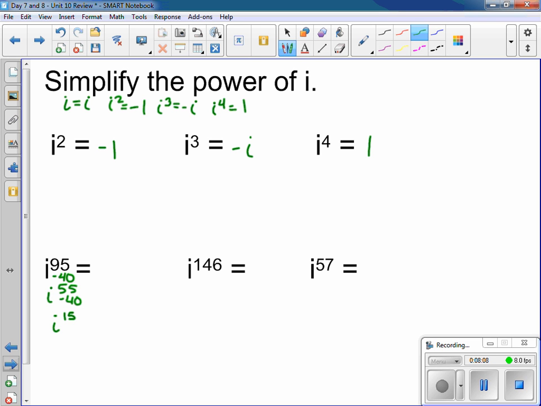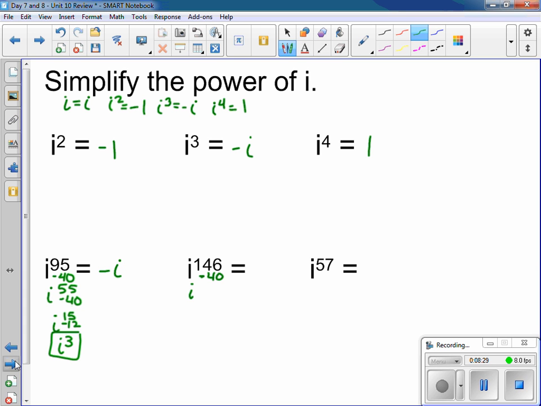And then I ask myself, what number is close to 15 that's divisible by 4? So 12 is the number I can think of. So I end up with i to the third left over. i to the third is the same thing as negative i. Again, if you're stuck like i to the 146, I would start with something basic like 40.